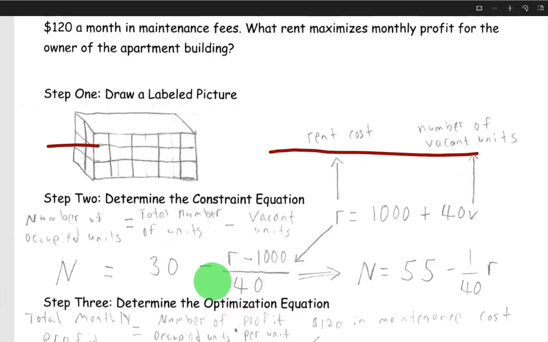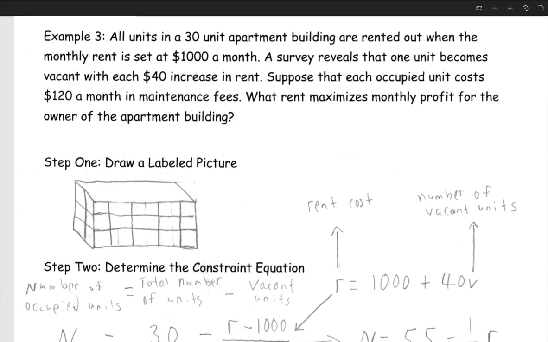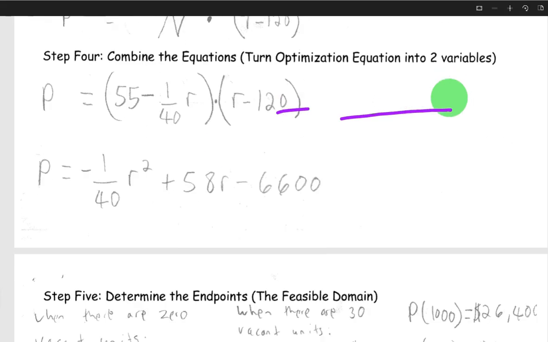And again, we can go back and read this question to really see why that is. What rent maximizes the monthly profit? So your monthly profit will be based on rent, which is why we get the optimization equation in terms of rent cost. That's it for step 4 of optimization. If you have any other questions about this, let me know.